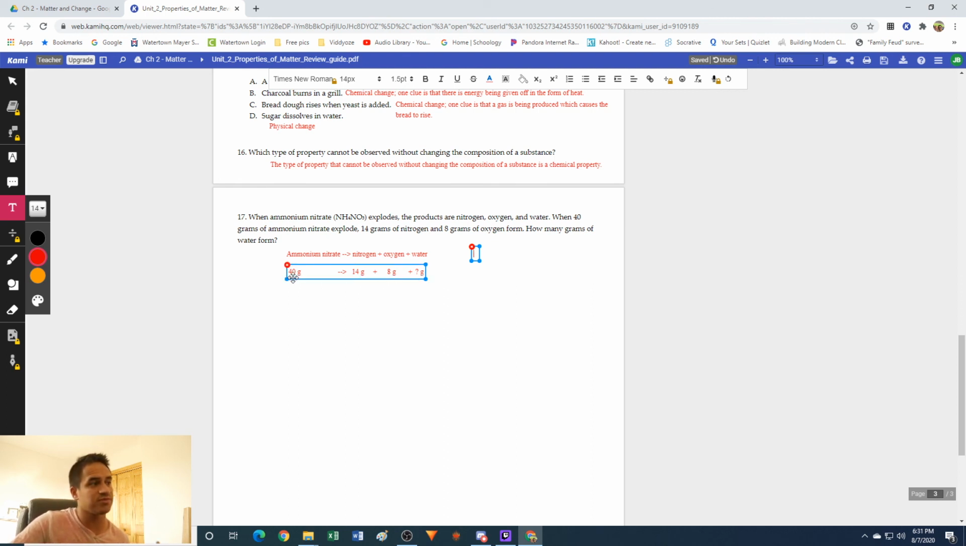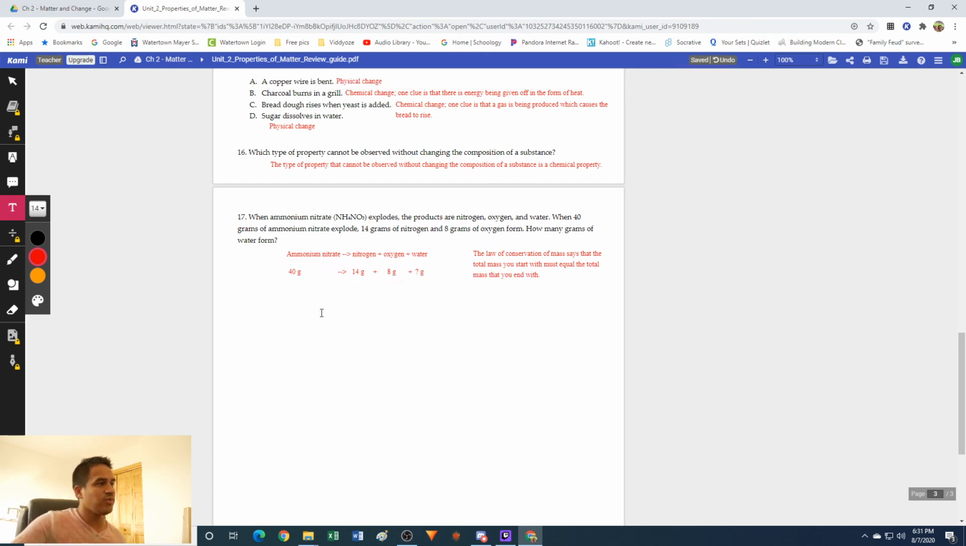So if we're starting with 40 grams of ammonium nitrate, we need to have 40 total grams of product at the end. So we'll say the law of conservation of mass says that the total mass you start with must equal the total mass that you end with. Basically all we're going to do is add up 14 plus 8 and then take 40 and subtract it, and whatever the difference is, that's how many grams of water we're going to make. So 14 grams plus 8 grams equals 22 grams. Okay, so we have 22 grams of stuff on the right so far.